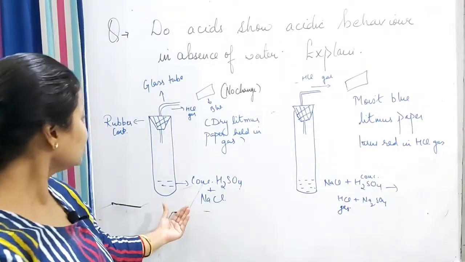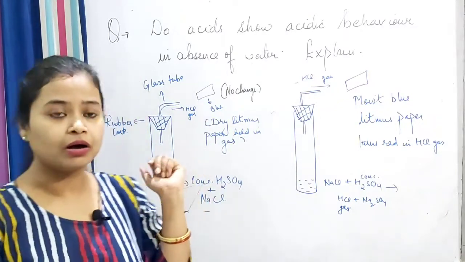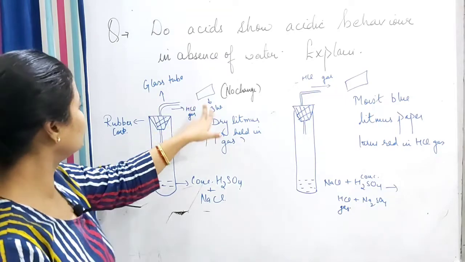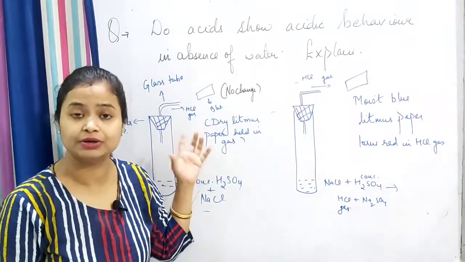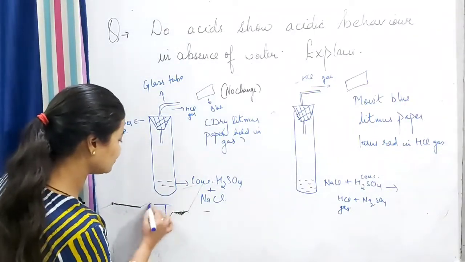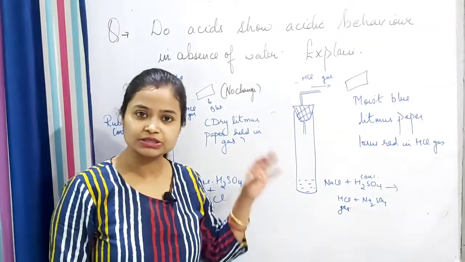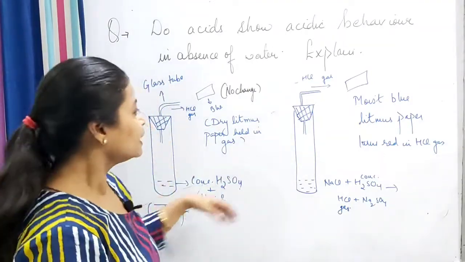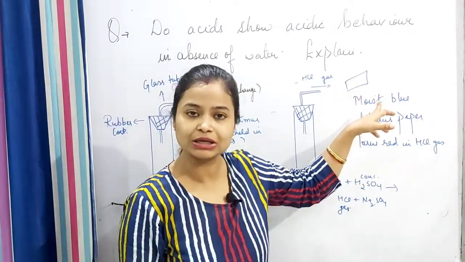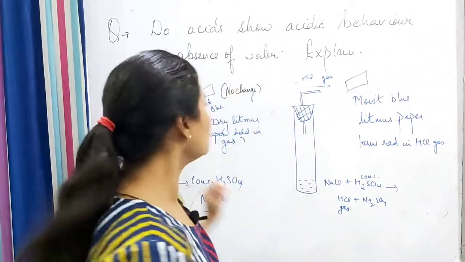Now when the reaction occurs, HCl gas will be produced, which is in dry form. This HCl gas will come in contact with blue litmus. In case 1, what we have taken is a dry blue litmus. In case 2, it is a moist blue litmus paper. Now what happens?